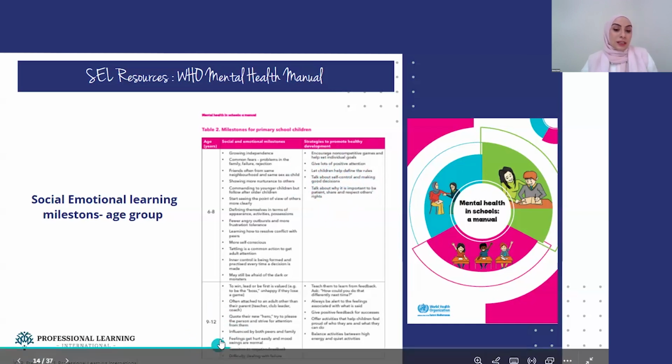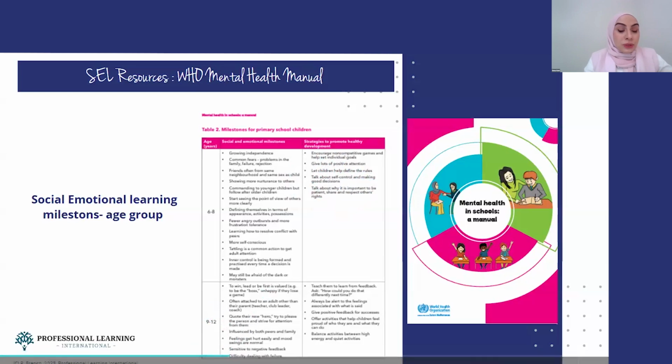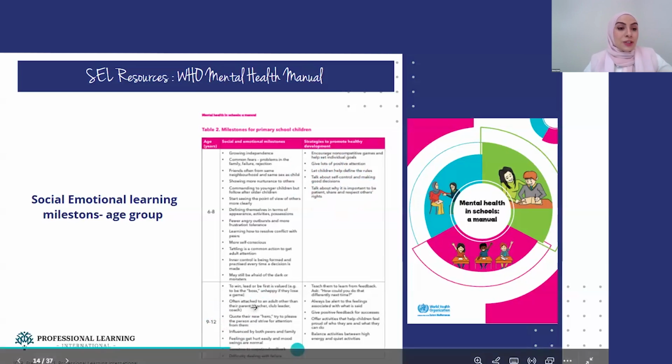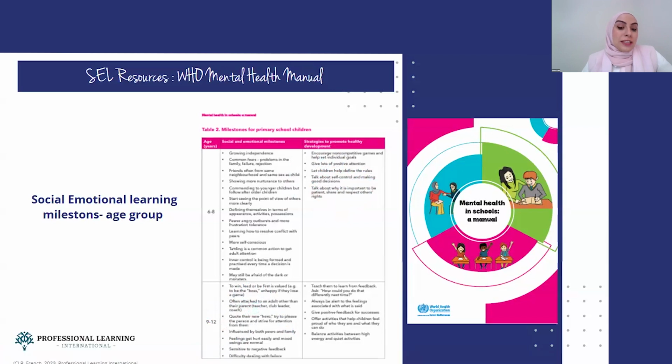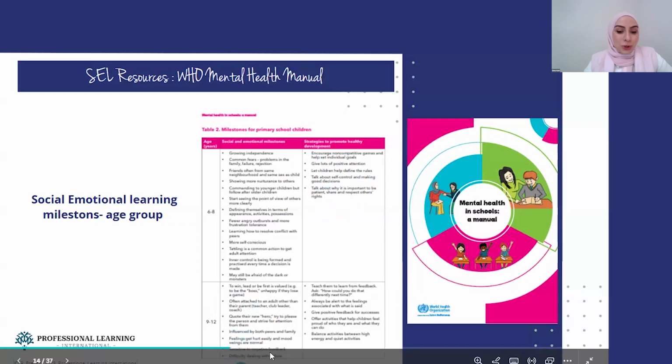And as you can see at the bottom, they speak about ages 9 to 12-year-old students. For example, in this age group, all they really care about is to win, lead, or be first or valued. So these are also descriptions of this milestone. For the lesson plan that I'm going to talk about, we used this resource and we chose difficulty dealing with failure. And we applied it to grade 5 students. And I'm going to be talking more about it.